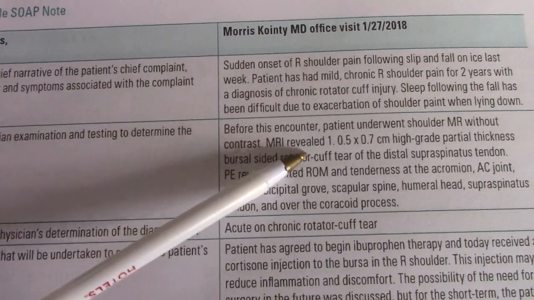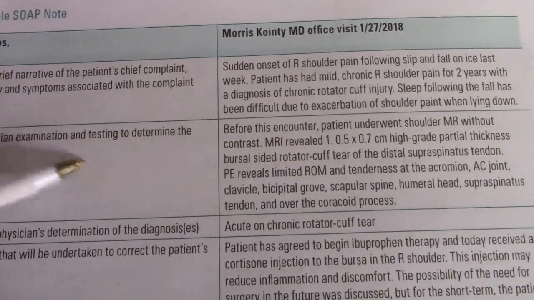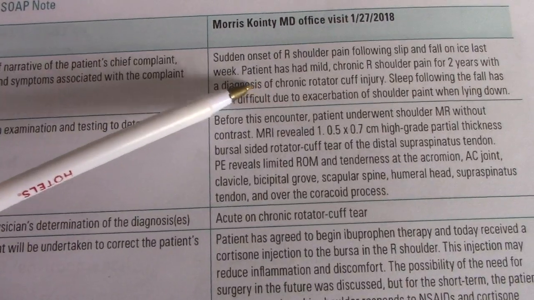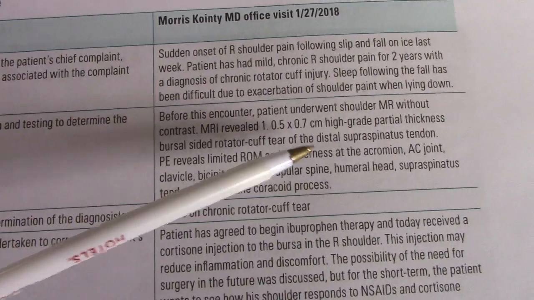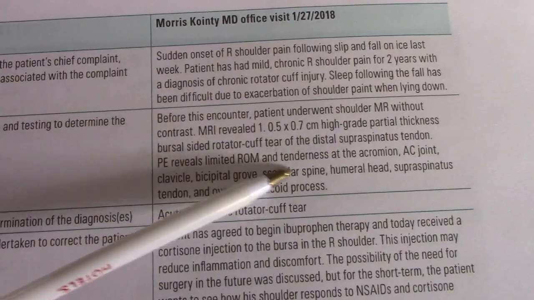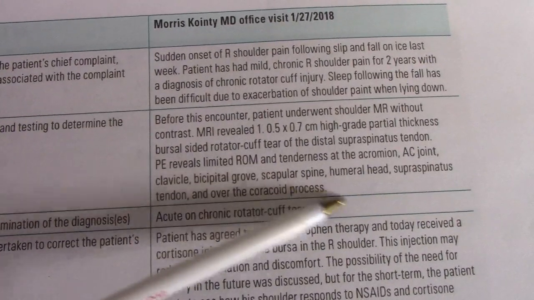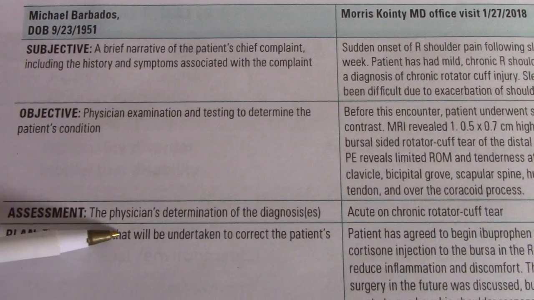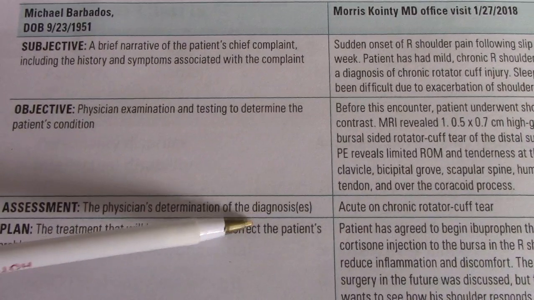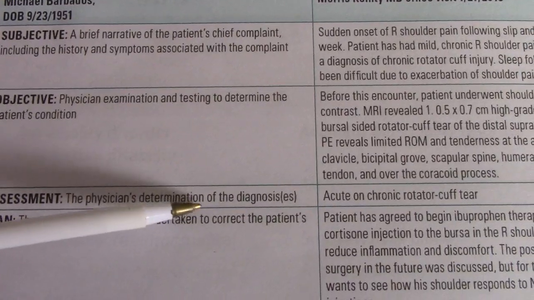He orders testing to figure out what's going on, what's wrong with that shoulder. Before the encounter, the patient underwent an MRI, and based on the lab results, what it's all showing, that's your objective. Your assessment is the physician's determination of the diagnosis. Here, he's diagnosing your patient.